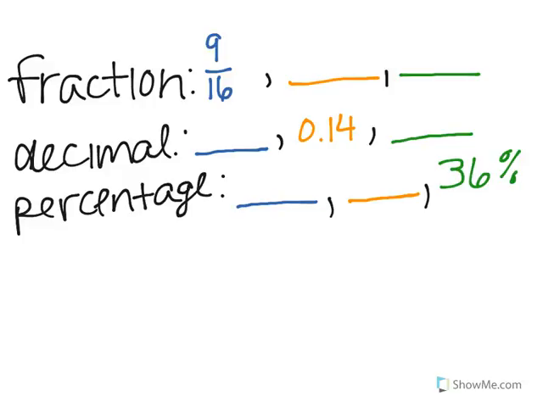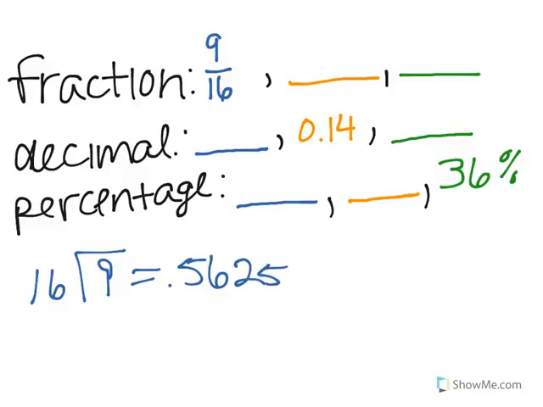So if we start with a fraction, say we start with 9/16 like we have up here, we can go ahead and turn that into a decimal by just doing the fraction function, which is really division. That fraction bar tells you that it's 9 divided by 16. So if you want to do the long division, or you can plug it into a calculator, that's perfectly fine, that becomes 0.5625. So that means that 9/16 is the same thing as 0.5625.